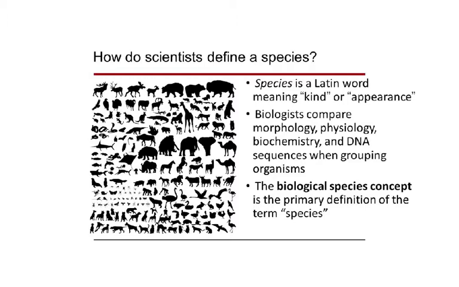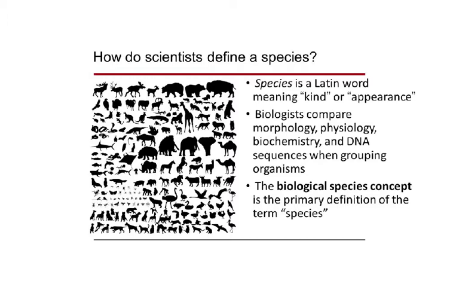Physiology: do they have lungs? Do they have gills? Biochemistry: do they have mitochondria? Do they not have mitochondria? Bacteria do not have any mitochondria, but eukaryotes have mitochondria. Do they have chloroplasts? Do they not contain chloroplasts? And then, of course, we come to the latest addition, which is DNA sequences when grouping organisms.